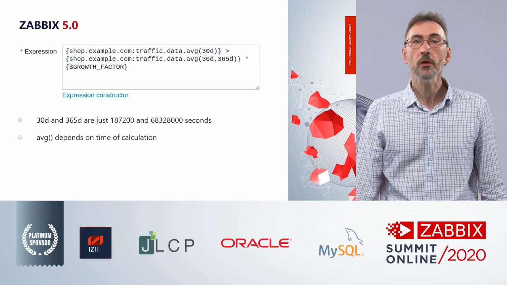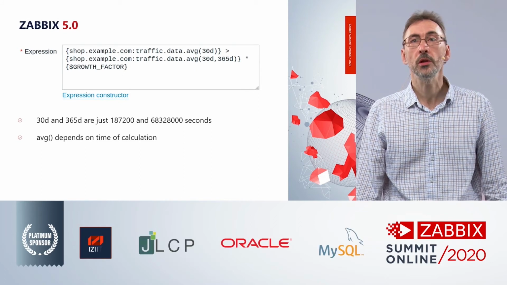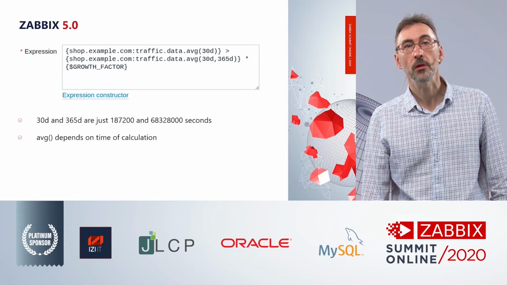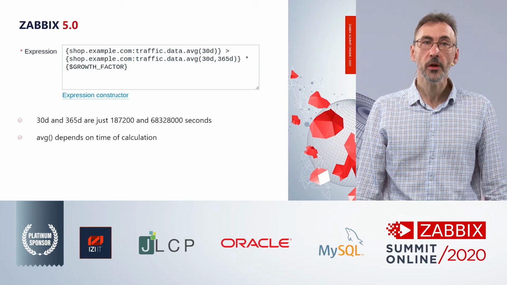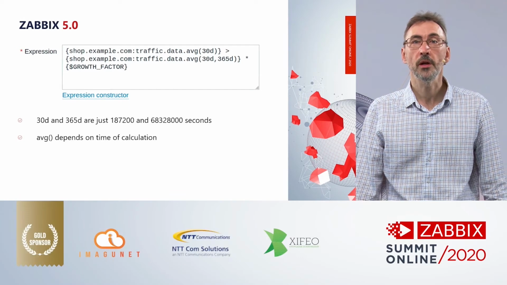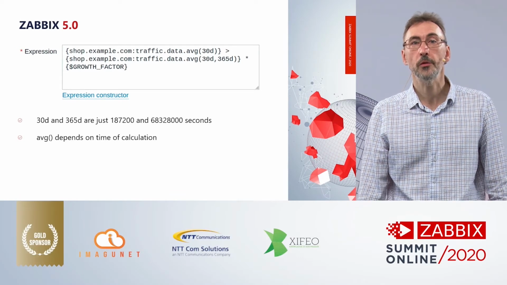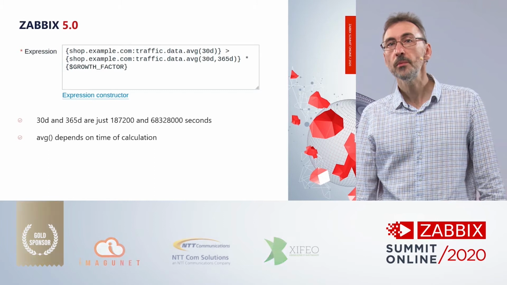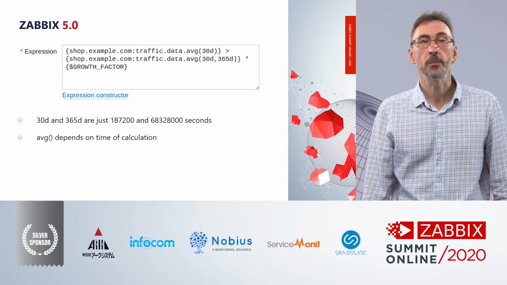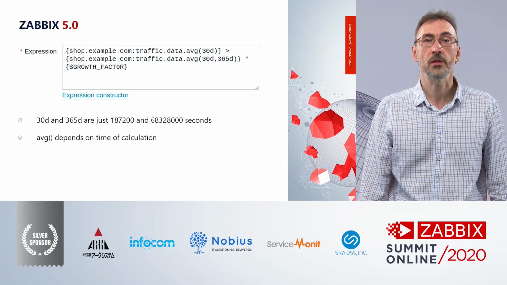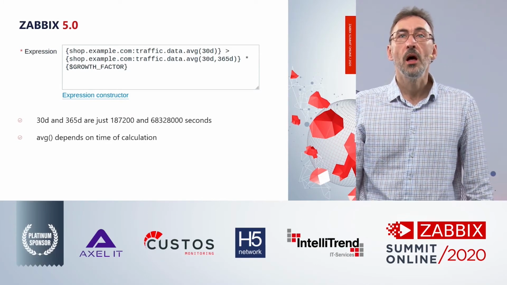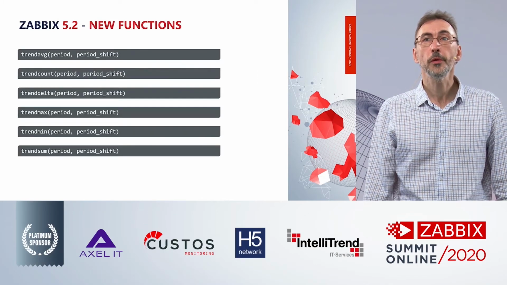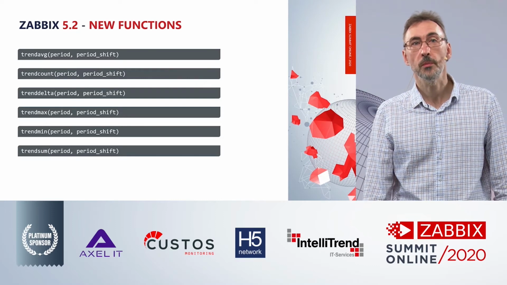Third, the result of the average function with or without the second time shift parameter always depends on the specific time of calculation. This is because Zabbix calculates time shift by subtracting the interval from the current time. This makes it impossible to calculate aggregates between, say, the first and last days of a week, month, or year. That's why we are introducing the new trigger functions which address all the issues above.